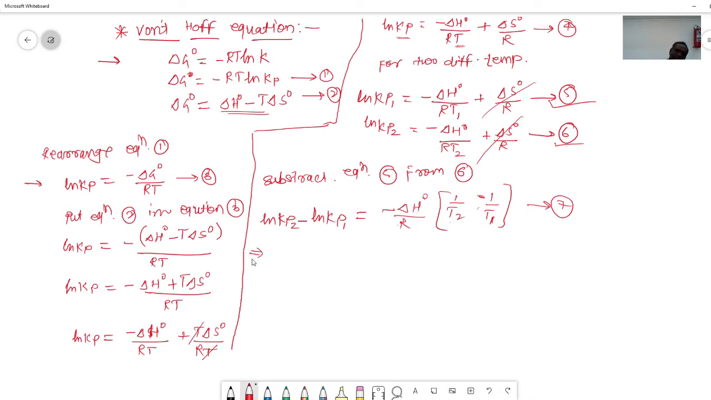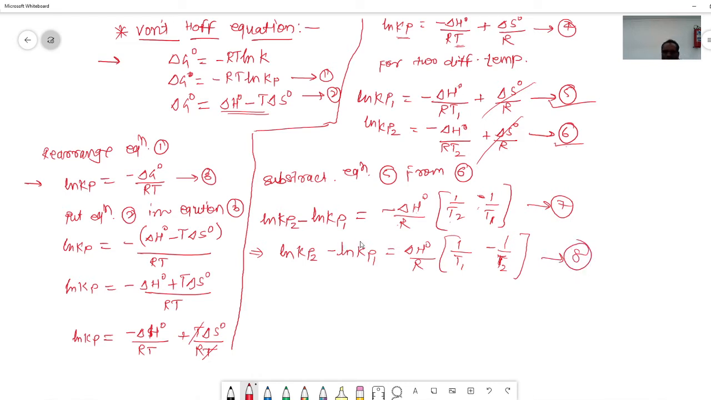Now if you rearrange this equation, ln Kp2 minus ln Kp1 is equal to, if we want to remove this negative sign, we have to multiply this side by a negative sign. Otherwise, we can rearrange T2 and T1, that is delta H0 divided by R, and this comes out to be 1 upon T1 minus 1 upon T2. We have just rearranged this equation. Suppose this is equation number 8.